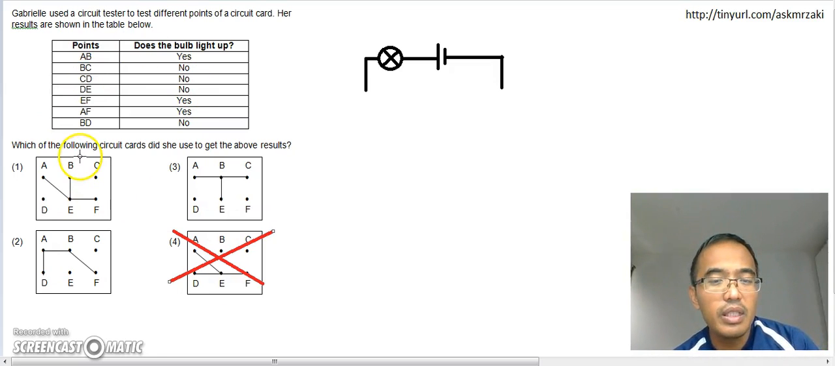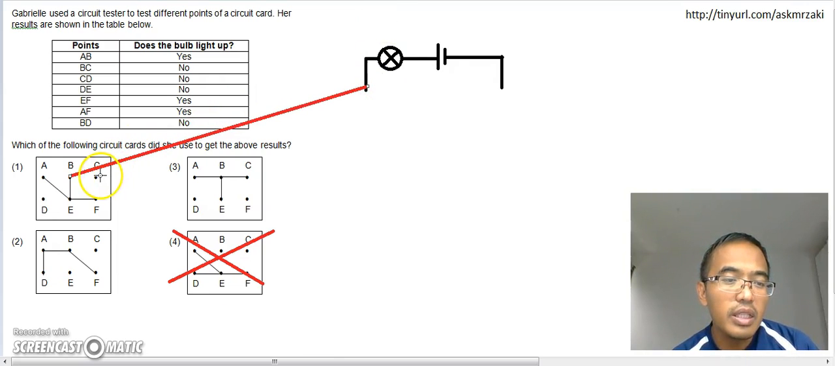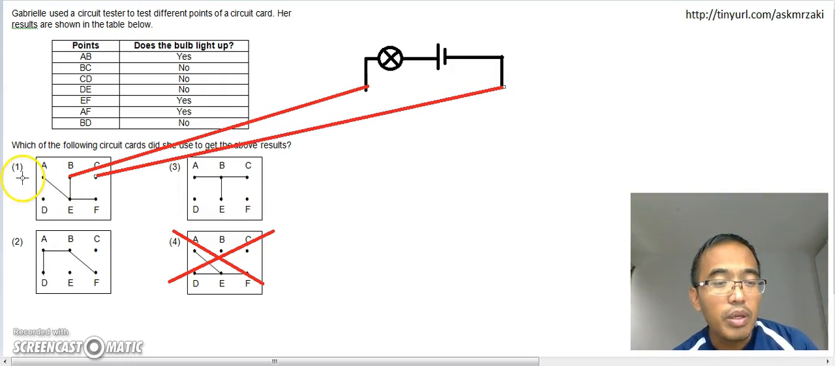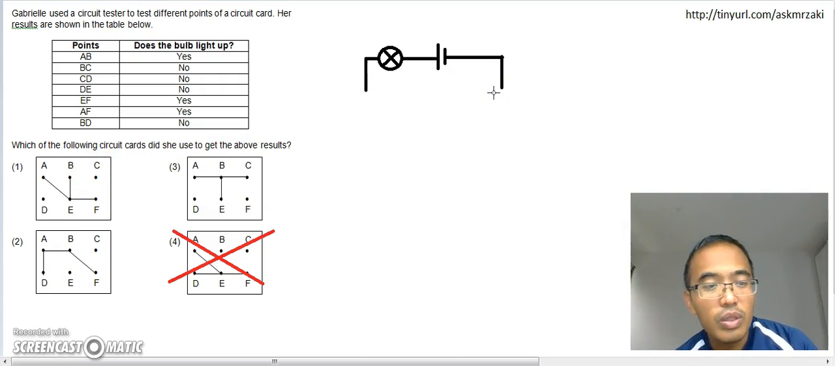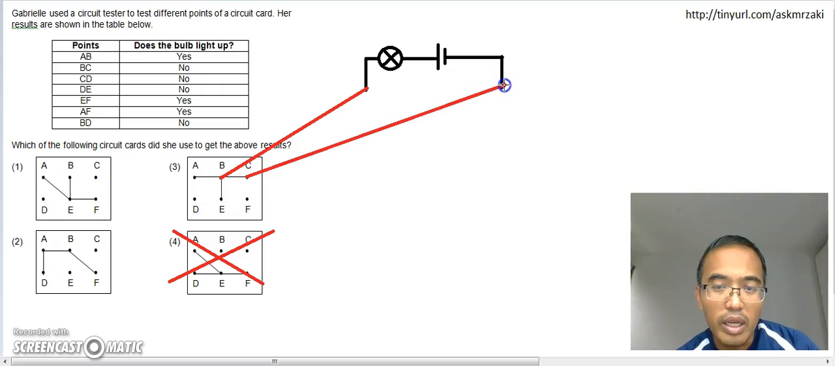Let's look at the B and C. Now if I were to put B here and C here, it will not light up, right? Why won't it light up? Because as you can see, there's no connection. If I trace the electricity, it goes through here B, but it will not go through C. Can you see that? So that's another one. Let's look at B and C here. If I were to put B and C here, it will actually light up. Can you see that? B and C, it will light up.